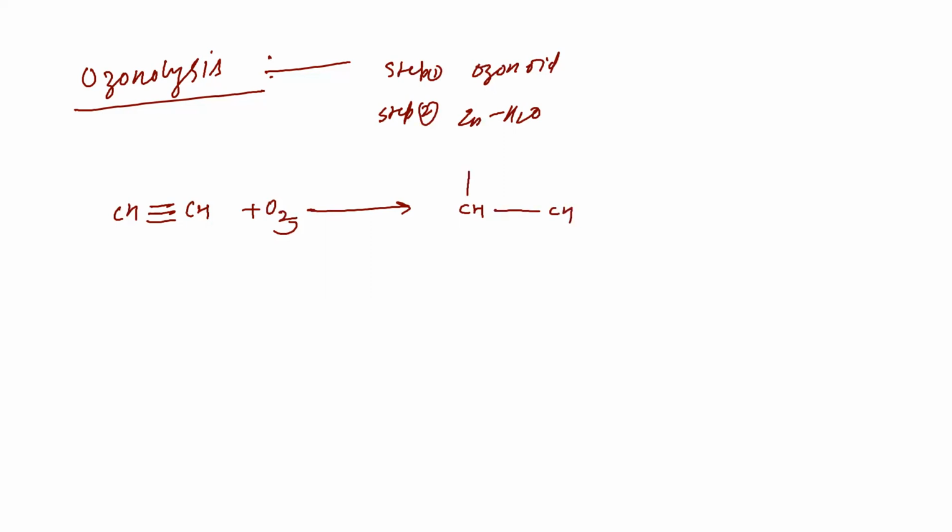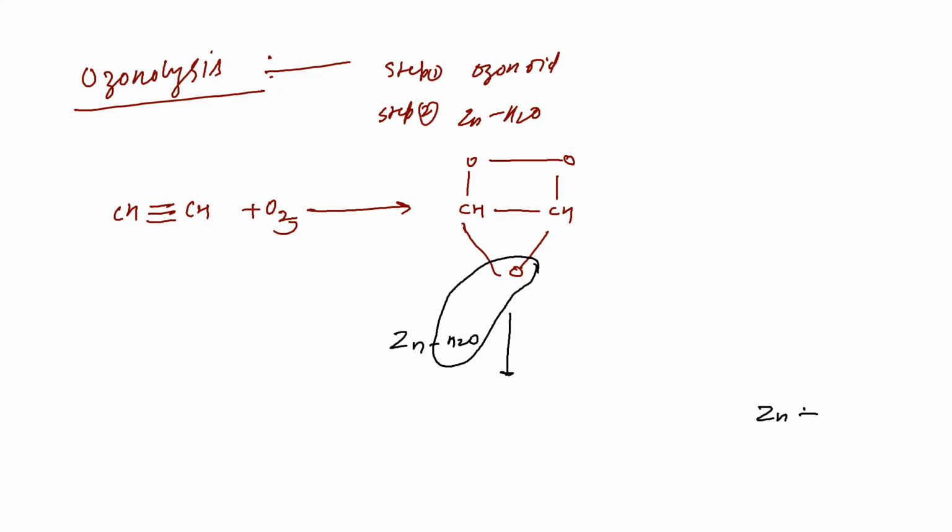Now you add the oxygen. Here is the oxygen. Three oxygens are there. It is almost just like the alkene, but a little bit different. Here Zn and water are there, student. This hydrogen is going to be involved in the formation of H2O as a side product.